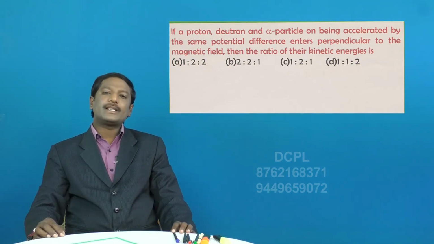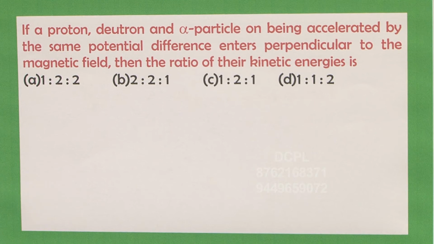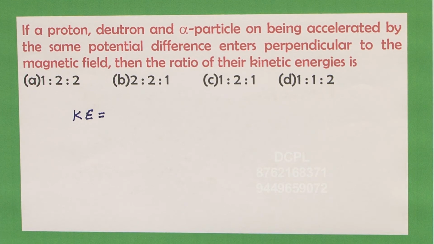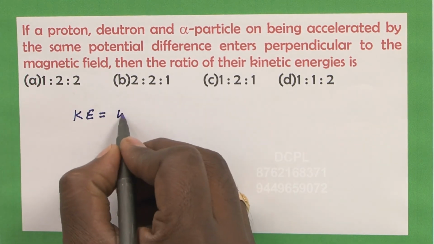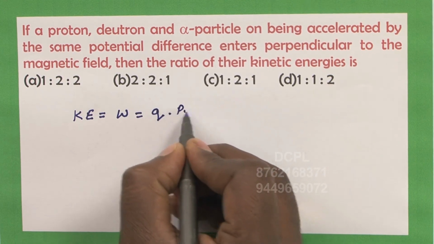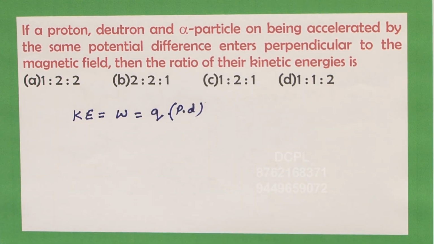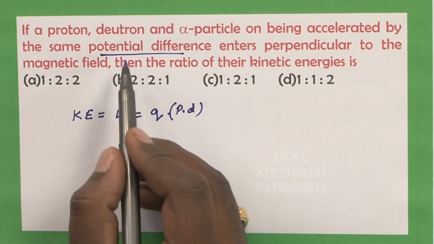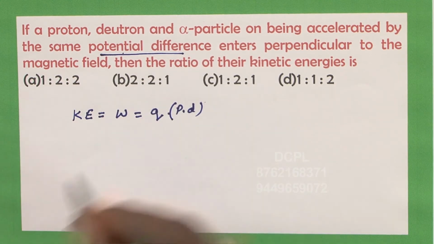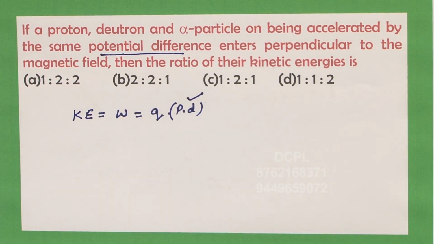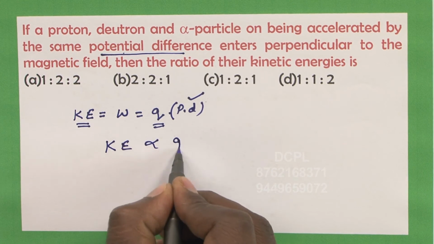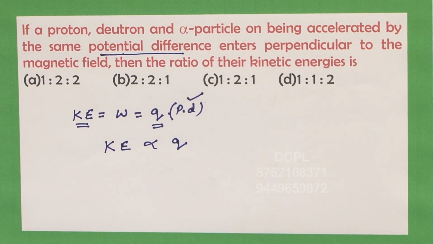Whenever the charged particle is placed in the uniform magnetic field, when it is moving, it is going to acquire the kinetic energy. So, I can take that kinetic energy as the work done. Work done is nothing but the charge into potential difference. Clearly in the problem they are telling that all the three particles, proton, deuteron and alpha particle, are accelerated through the same potential difference. So, if I maintain this potential difference as a constant, kinetic energy and the charge are directly proportional. So, kinetic energy is directly proportional to the charge.